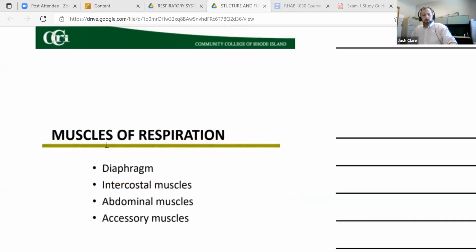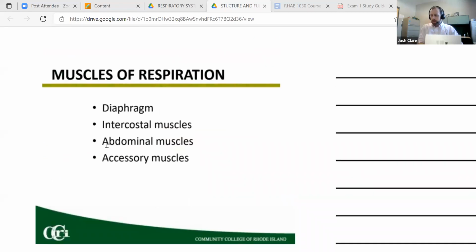So the muscles of respiration, one we already talked about, the diaphragm. The diaphragm is very efficient for breathing. It contracts, creates that negative pressure, and then it draws air in. When it relaxes, it returns to its normal resting place just below the lungs.